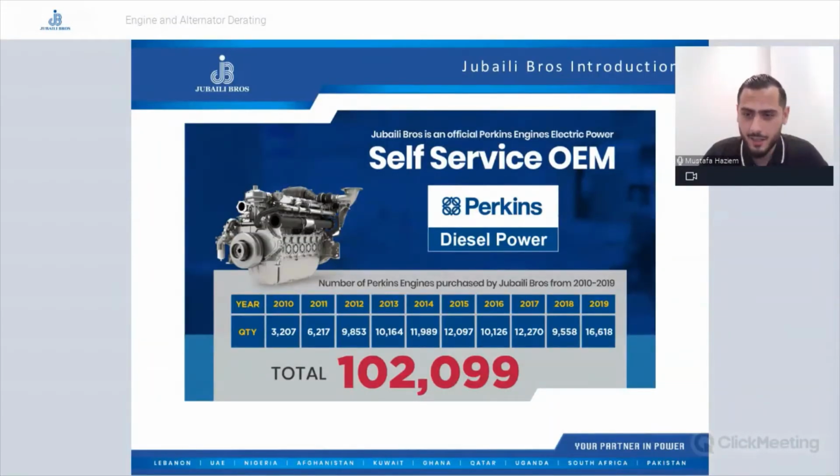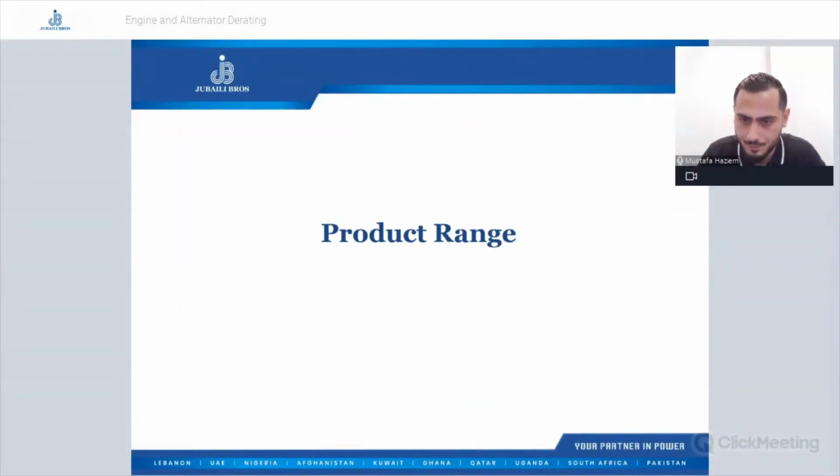This is a slide which I find really interesting. This shows our growth over the years. As you can see, in 2010, we had around 3,200 engines procured from Perkins. In 2019, if we compare it to 2010, there has been a 500% increase in our genset sales. So it's a remarkable growth, if you ask me. And this year we are planning to hit our 20,000 units record.